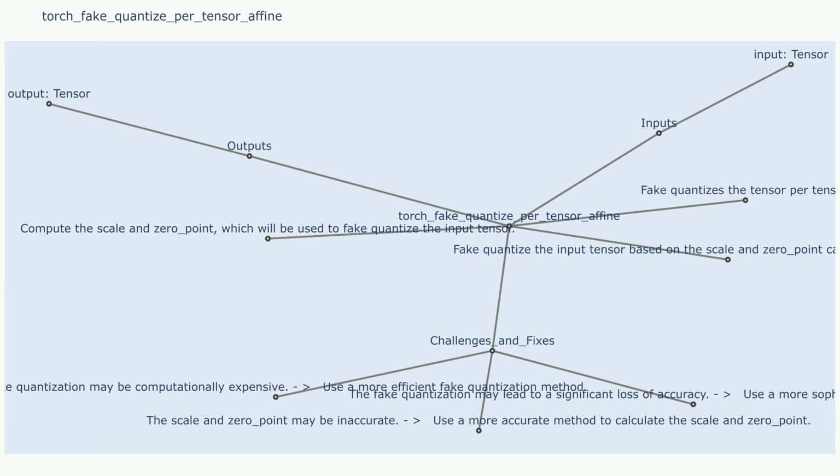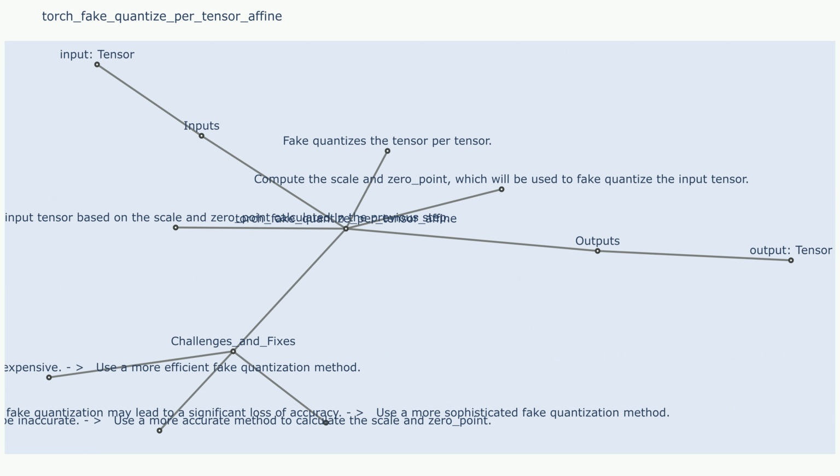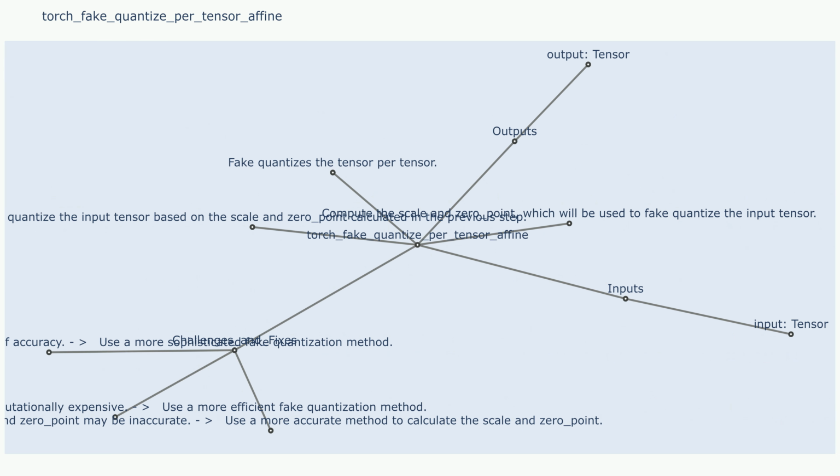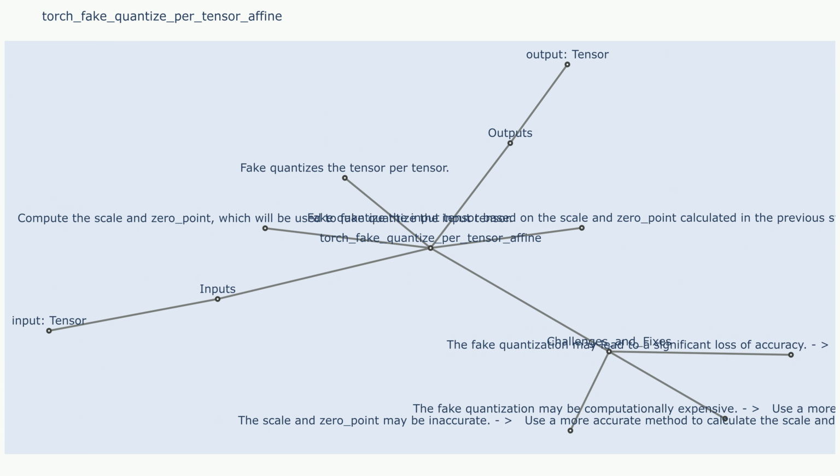Inputs. Input 1: input tensor to be quantized. It should be a float tensor. Input 2: quant min, the minimum value for the quantized range. Input 3: quant max, the maximum value for the quantized range. Input 4: scale, the scaling factor to be applied to the input. If not specified, it is calculated from the input data. Input 5: zero point, the zero point to be added to the input. If not specified, it is calculated from the input data.